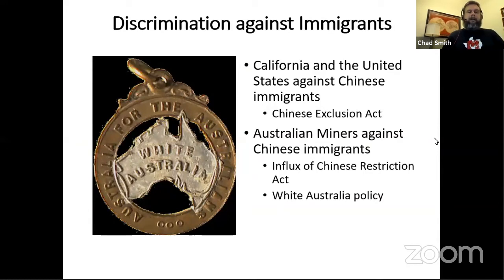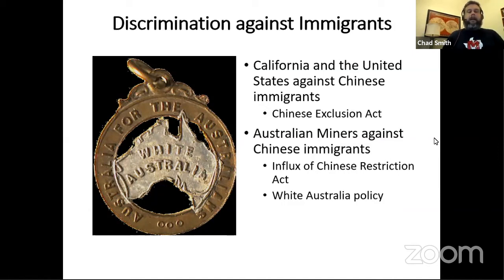One final important effect for us to understand about immigration is that receiving societies weren't always welcoming towards immigrants. As a matter of fact, other than cheap labor, most receiving societies saw little value in immigrants. One of the most famous examples of this is in California.